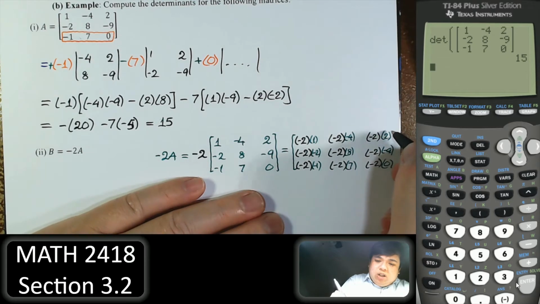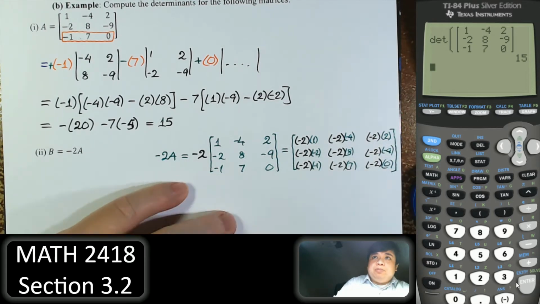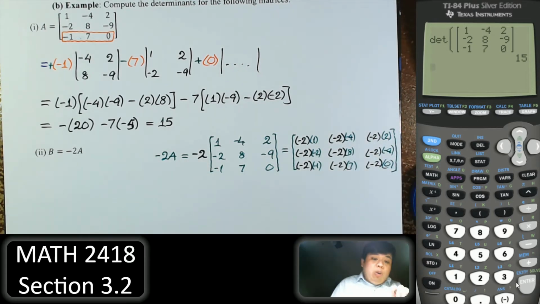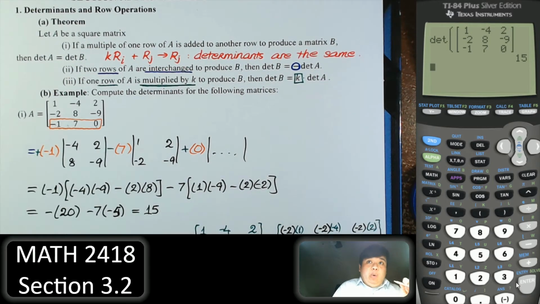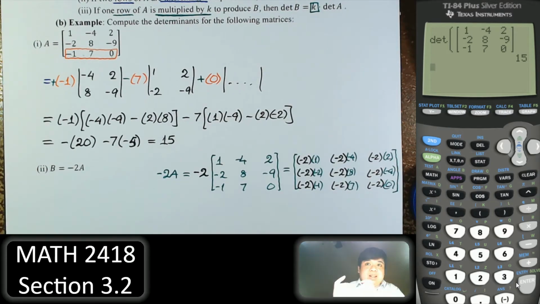Why don't we just multiply now and keep it like this? Well, the reason I want to keep it like this is because we're going to use the properties here. If a row is multiplied by a number, the determinant is multiplied by that number.